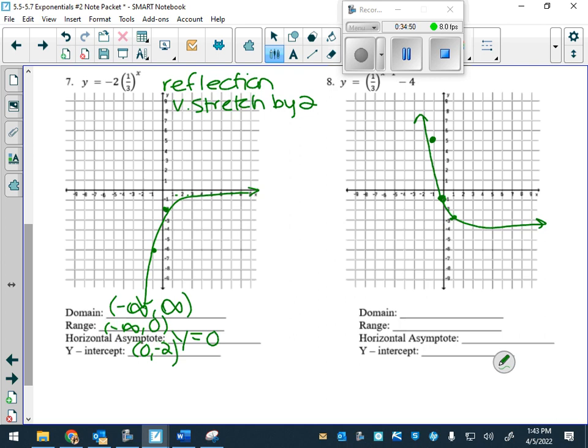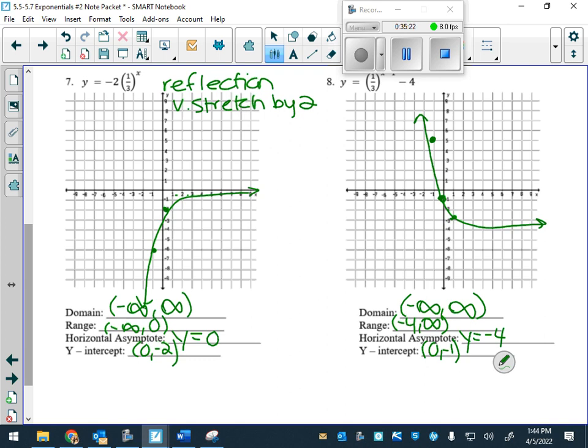All right. Number 8. Sawyer, what's our domain? Awesome. Danielle, range? -4 to infinity. And just by looking at it, Paris, number 8, what's our horizontal asymptote then? -4. Perfect. Y equals -4. Assad, what's our y-intercept? Yep. 0, -1. Good.